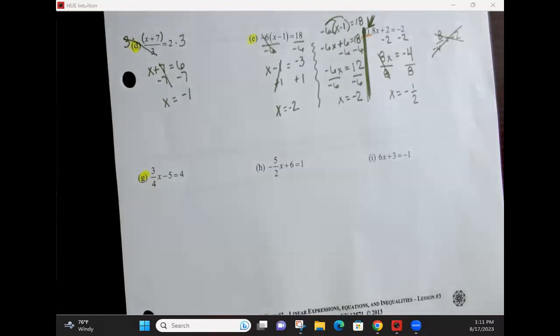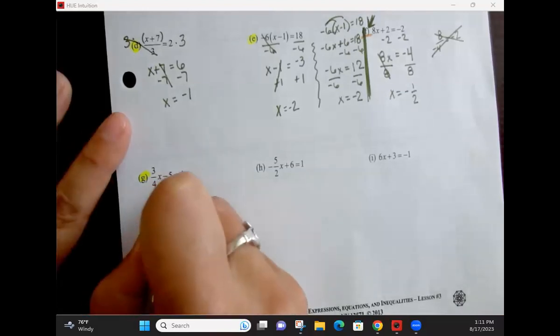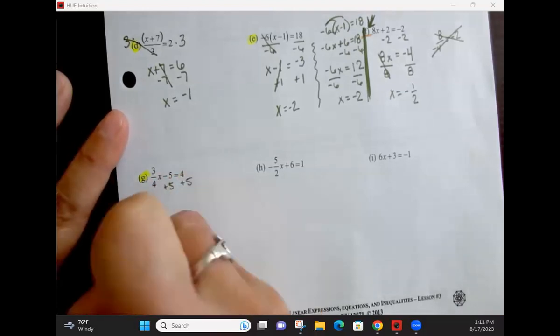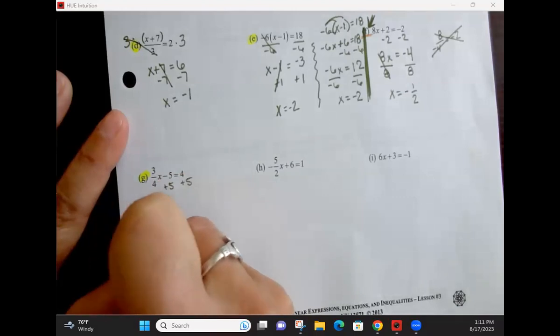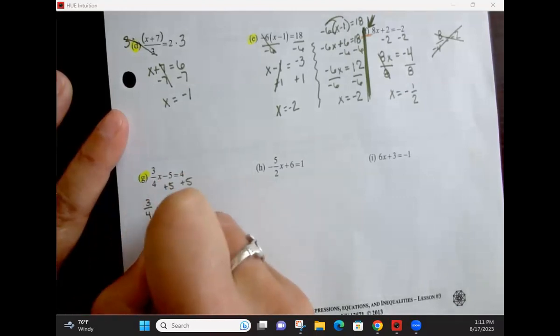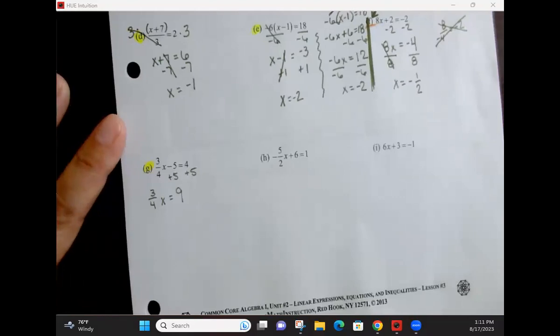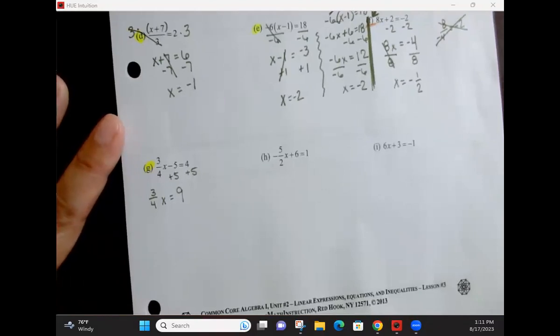Yeah, it doesn't even matter that there's a fraction right now. That's not my first priority. My first priority is to move that 5 to the other side. So we want to add 5 to both sides. So I have 3/4 x equals 9. Now I got to deal with that 3/4.